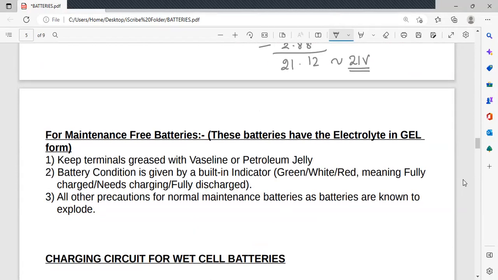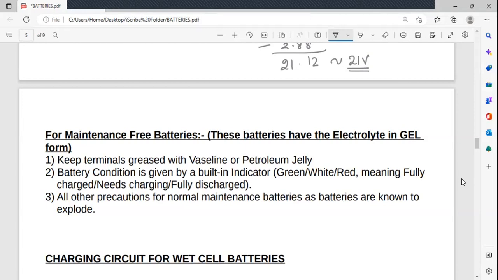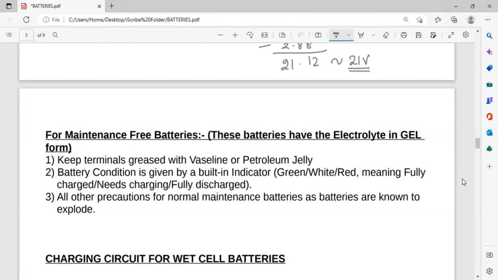Now coming to the maintenance-free type. Remember I said the maintenance type has vent caps. You can open them, fill electrolyte, top up the electrolyte, and you have to clean those vent caps, etc. In your maintenance-free batteries, we don't have these openings. Yes, you can see those openings, but they are sealed. You do not have any vent caps.